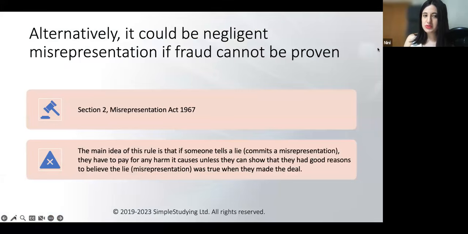Alternatively, it could be negligent misrepresentation if fraud cannot be proven. So if for whatever reason the court says that there is not enough evidence for fraud, then the alternative would be to make a claim under Section 2 of the Misrepresentation Act 1967. The main idea of this rule is that if someone tells a lie or commits a misrepresentation, they have to pay for any harm it causes unless they can show that they have good reasons to believe the misrepresentation was true when they made the deal.